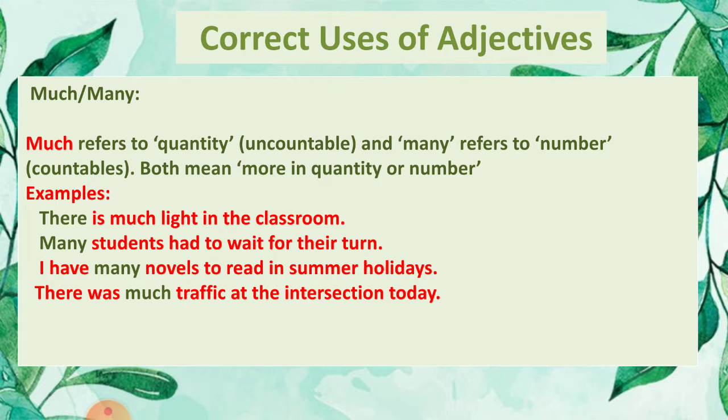Now here much referred to light, which is an uncountable noun. Many students, right? Student is a countable noun, so we use many to refer to students. I have many novels. Now here novels is also a countable noun, so I used many for novels. There was much traffic at the intersection today, right? So here we use much because traffic is not countable. We can't count the traffic. Okay? So much and many both mean more in quantity or number, but much refers to uncountable nouns and many refers to countable nouns.